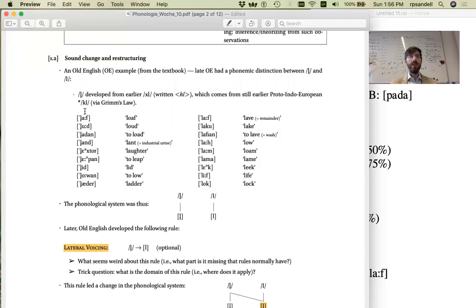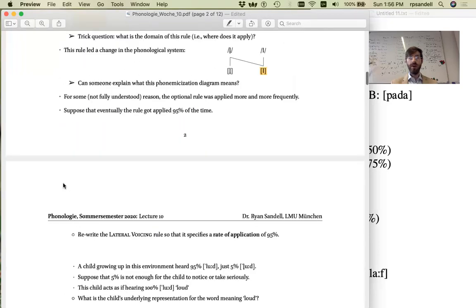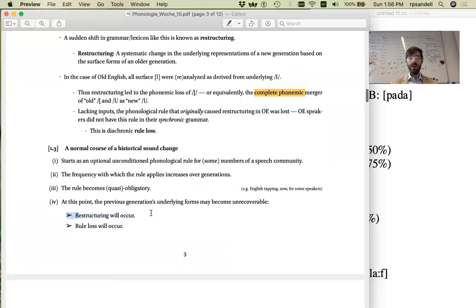And at that point, the voiceless lateral phoneme is gone from the language, and the rule of lateral voicing no longer needs to be acquired either. So the underlying representations, the lexemes, are affected. In this case, the phoneme itself was affected, and the optional rule that was present in the grammar would be lost as well.